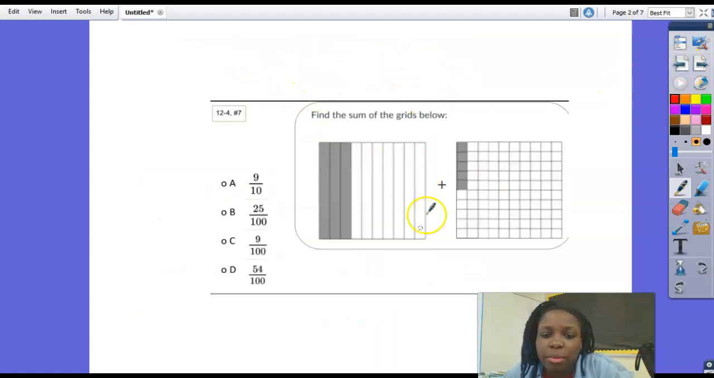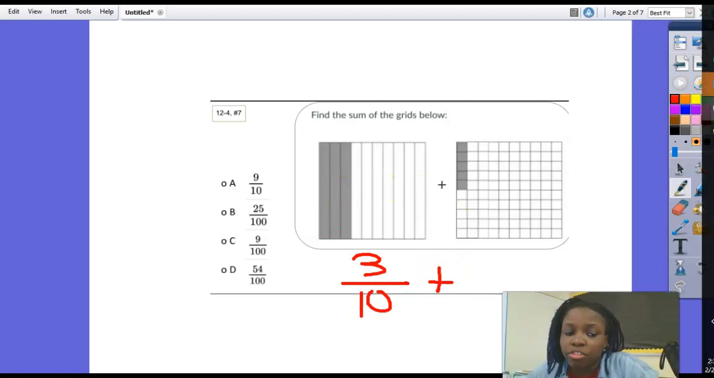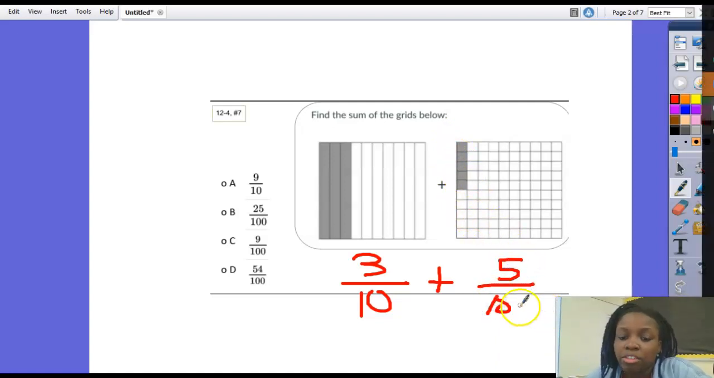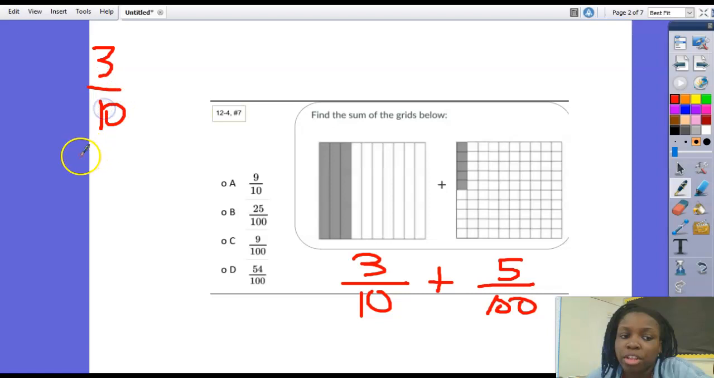So we're going to look at these problems right here. We're going to find the sum of the grids. So we have 2 grids, but we have to figure out what these grids are, right? What is this first picture? Great, this first picture is 3 tenths, not 3 hundredths, because it's only 10 of them. All right, so 3 tenths plus, what is this second picture? Good, this is 5 hundredths. And you see that there's an addition right here, right? So that means we're doing 3 tenths. You see how Miss Brown is writing them vertically. Always write them vertically. Plus 5 hundredths.